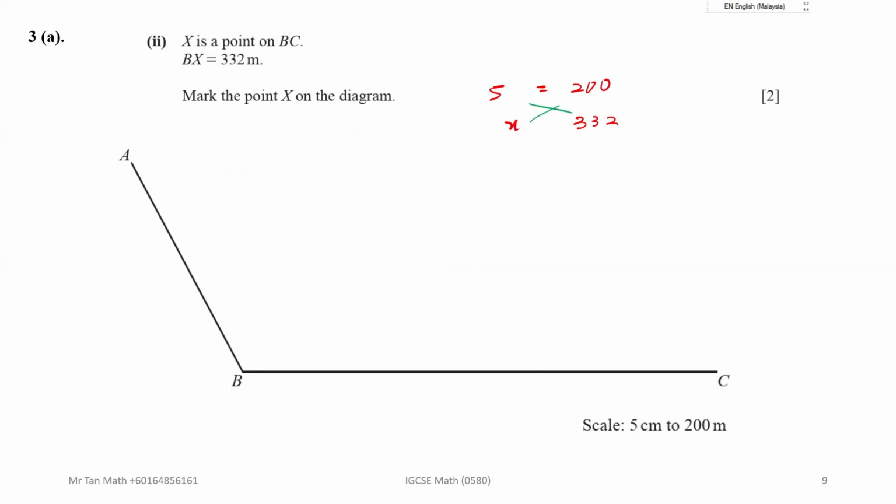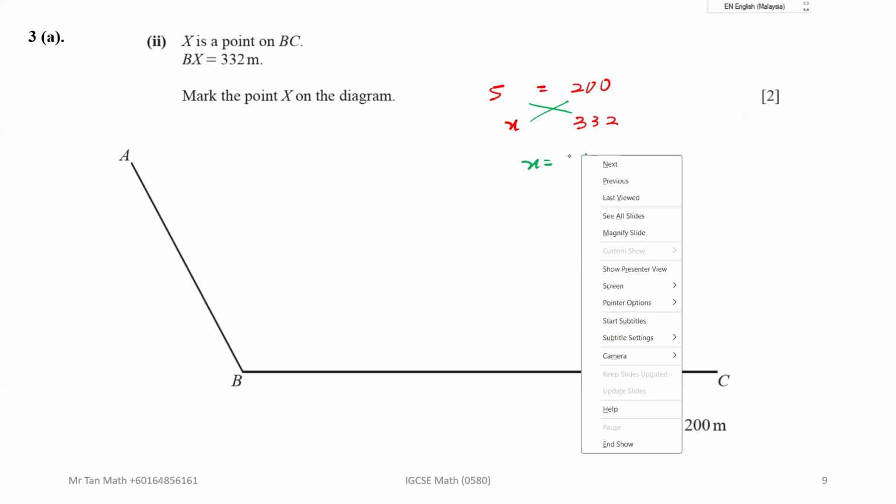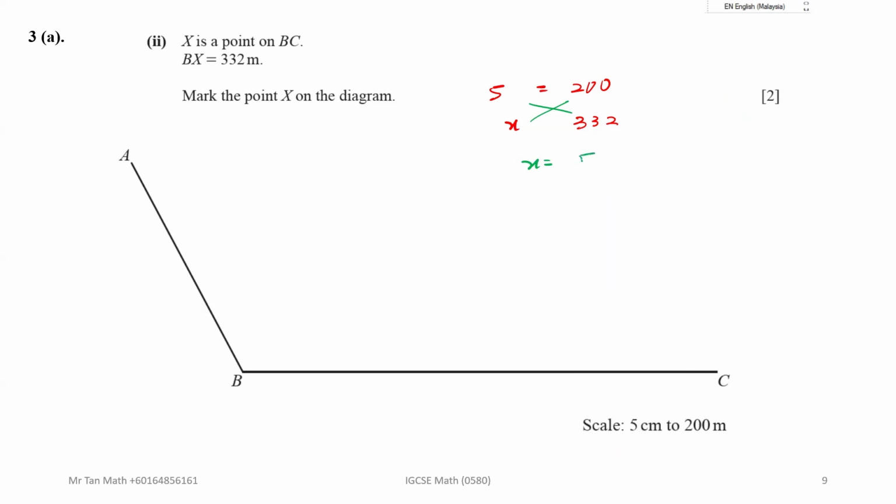So just cross multiply. So your X equals 5 times 332 over 200. So you get 8.3. So you just measure from here, B to X, let's say here. This is 8.3 cm. So my X.